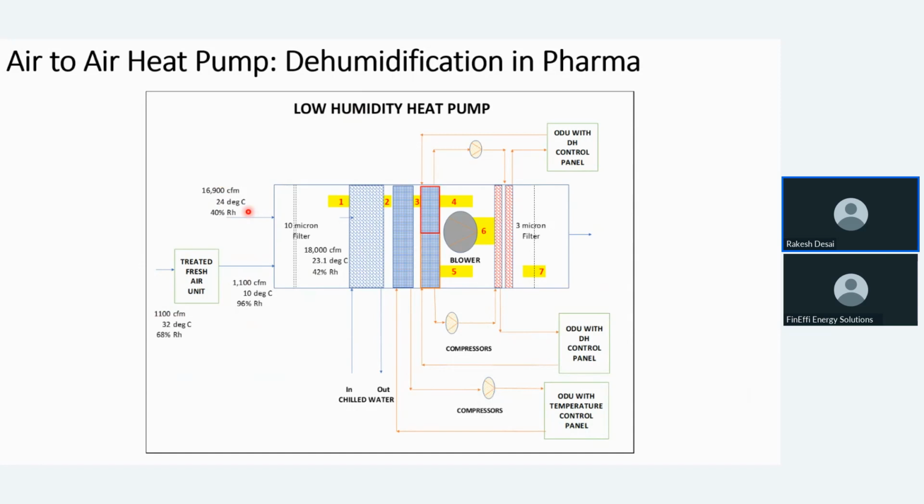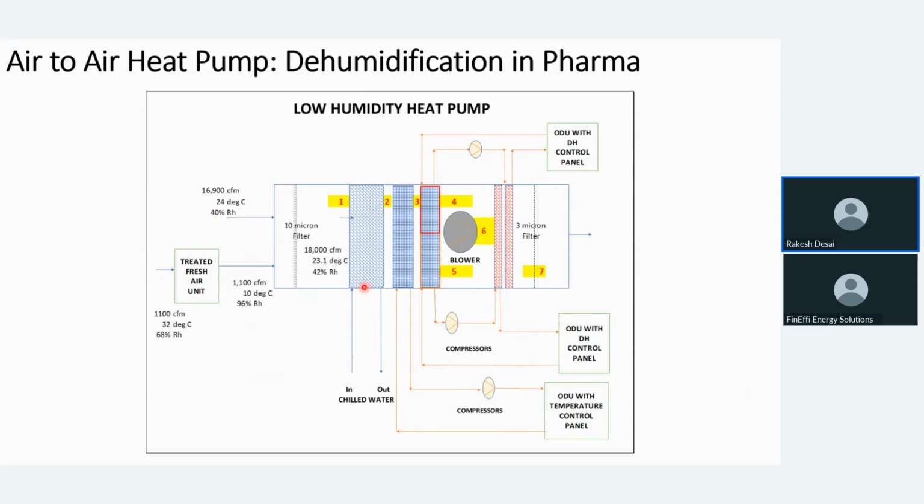This particular heat pump also has fresh air, which is around 6% of the total return air. This fresh air is treated in a separate TFA, wherein its temperature is brought down from 32 degrees centigrade to 10 degrees centigrade. Now, when these two airs are mixed together, we get 23 degrees centigrade and 42% RH as the on-coil condition in the chilled water coil.